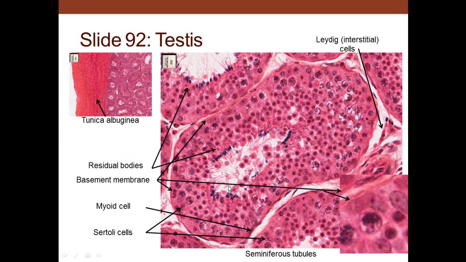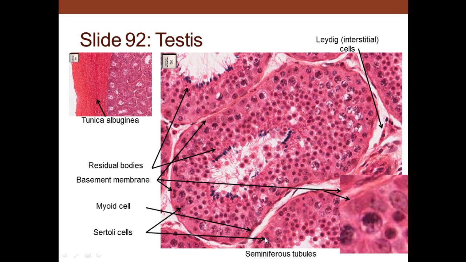In the testis, we can see the tunica albuginea again, which is the white coat, and we can look in there and see seminiferous tubules. Mature spermatids are just about to be released, and they have residual bodies left behind. So the excess cytoplasm of these mature spermatids is left behind. These are mature spermatids. These round ones here are the immature spermatids.